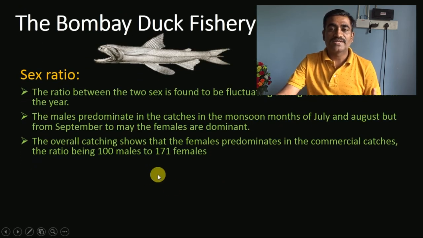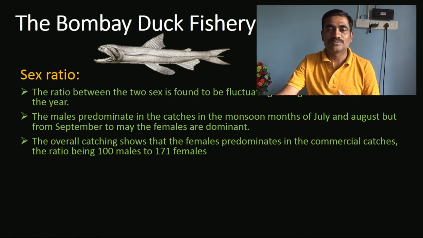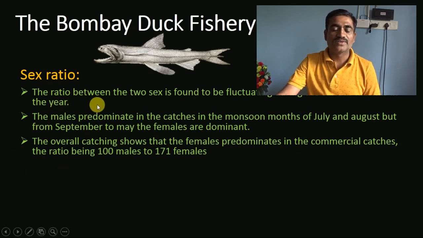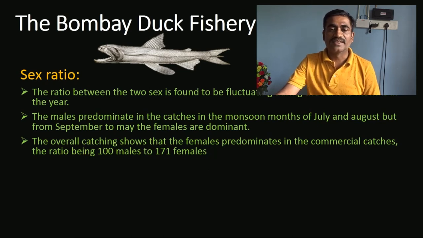We can also see that the sex ratio, the male to female ratio in the catches of Bombay duck, varies. The sex ratio between the two sexes is found to fluctuate during the various months of the year in Bombay duck catches. Males predominate in the monsoon months of July and August, but from September to May females are more dominant. Overall, catches show females are predominant, that is, the number of females in catches is more.